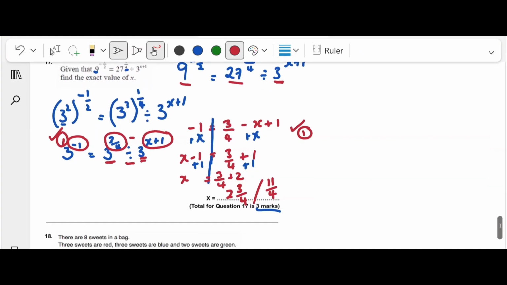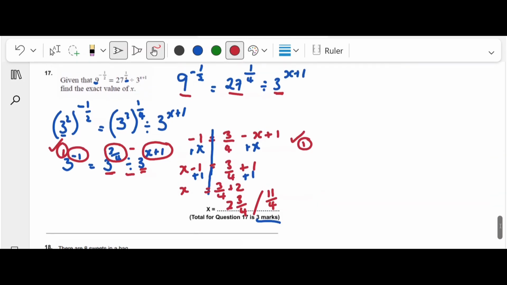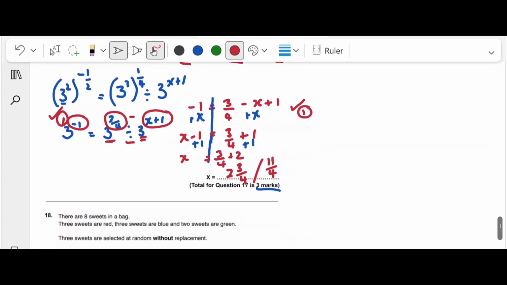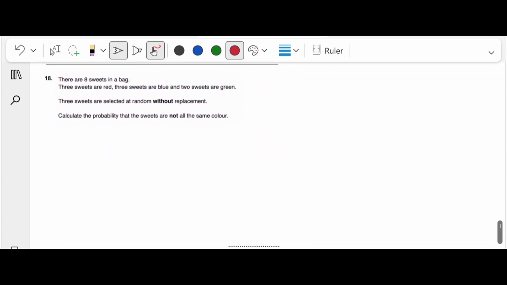So I do think there's going to be something like that. I don't know why I do, but I just do feel like that's going to come up on one of the next 2 papers. Okay, so question 18.